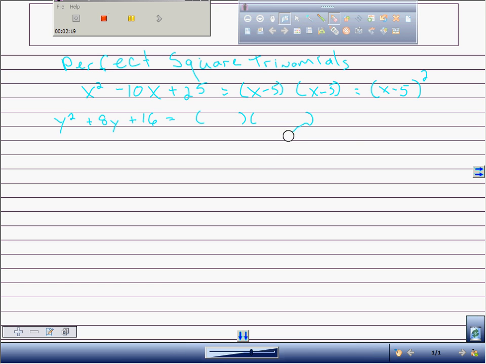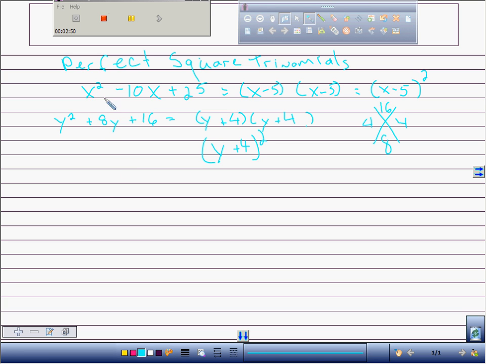Okay. So if you did the little cross method, these numbers need to multiply to 16 and add to 8. What two numbers multiply to 16 and add to 8? 4 and 4. Okay. So this can just be written as what, Maria? Y plus 4 and y plus 4, or y plus 4 quantity squared.